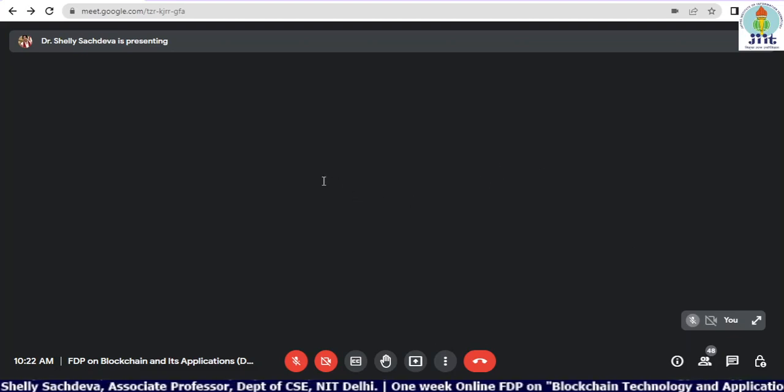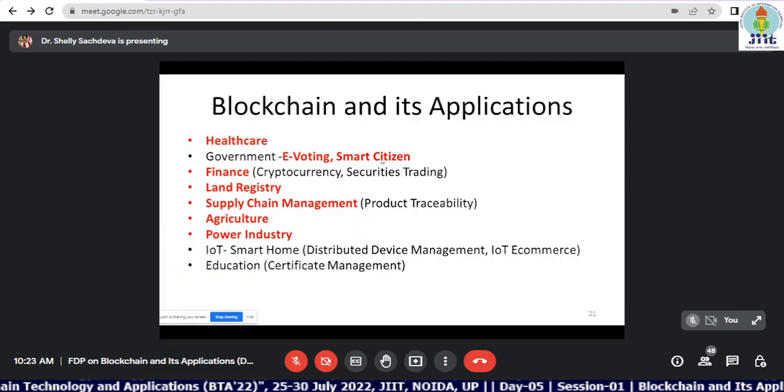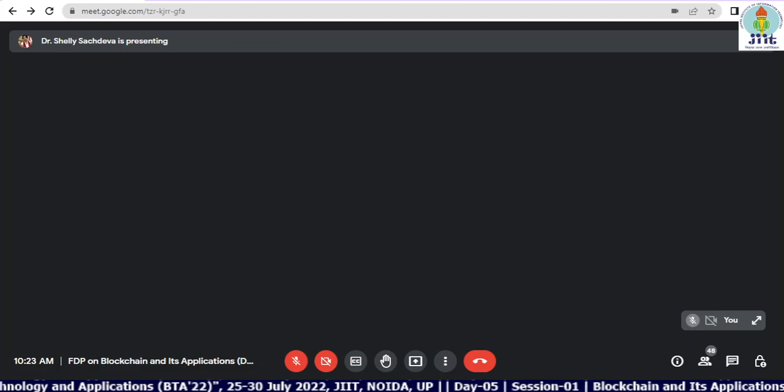So these are some of the applications that we'll be discussing. I'll be showing you some examples and some of the projects that are going on in different sectors. For example, healthcare is one sector, government is another sector, finance is a sector, then land registry. In finance, for example, how can we use it in the form of cryptocurrency and security trading? I'll be discussing in detail one example of e-voting and correspondingly how we can have a smart citizen by implementing the blockchain concept.